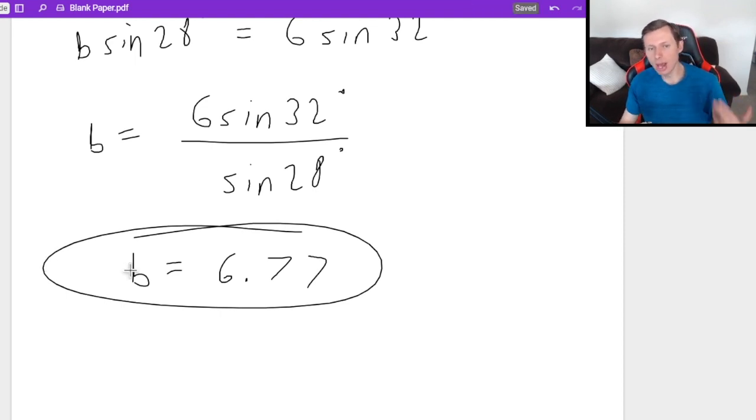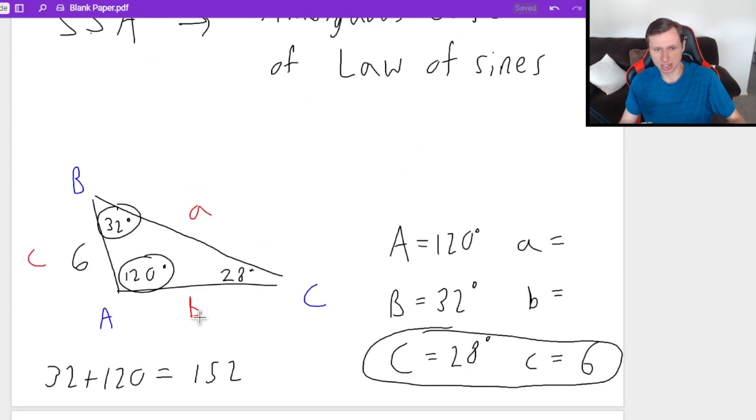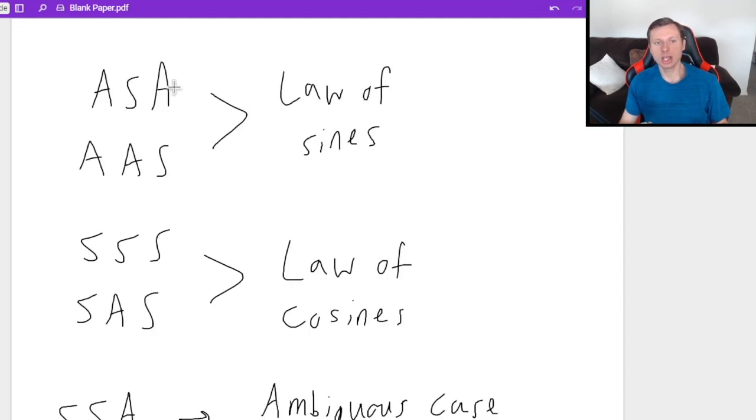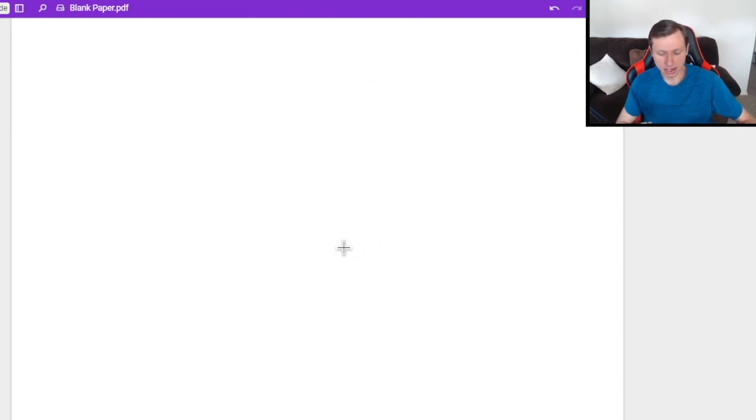I now know everything for this triangle, and I'll even fill it in just to show you what it looks like. So we just said B was 6.77, we said A was 11.07, and the missing angle was 28 degrees. So there, you can know every side and every angle of a triangle as long as you have one of the triangle congruency theorems, which again I listed out right here, as you can see. So now let's look at another one.